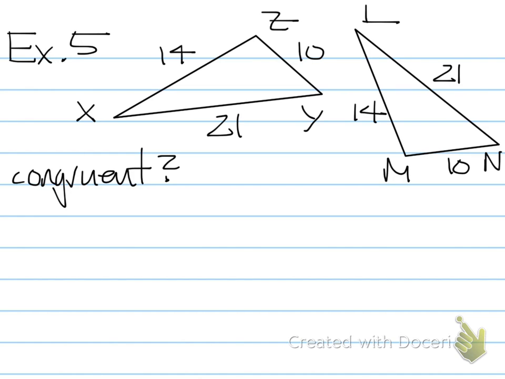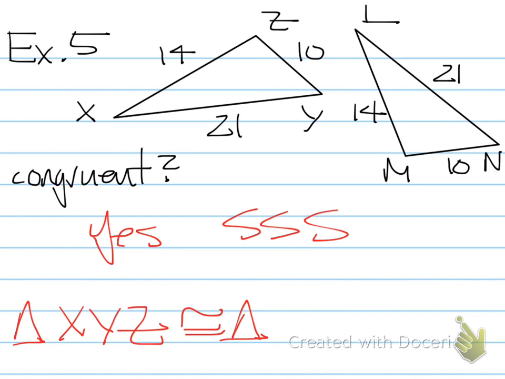And in this example, all three sides of the triangle on the left are congruent to all three sides of the triangle on the right. So they are congruent by side, side, side. And again, start with the triangle on the left. Put the letters in alphabetical order. So X, Y, Z. X is between 14 and 21, just like L is. Y is between 21 and 10, just like N. And Z is between 14 and 10, just like M.